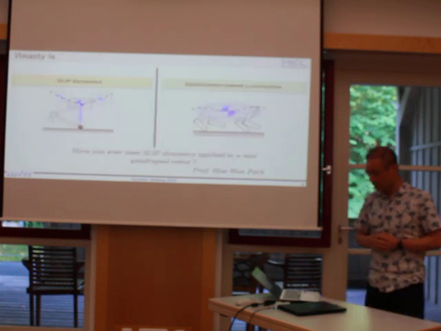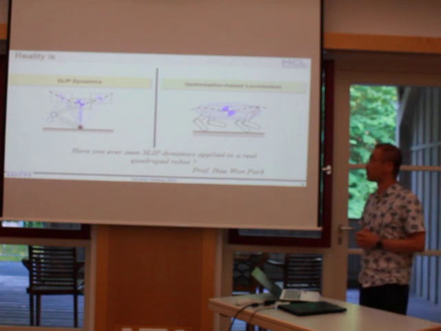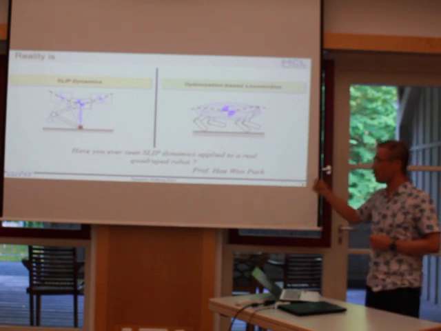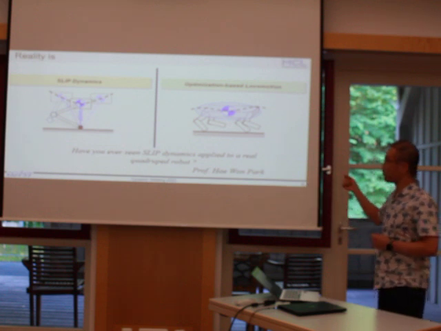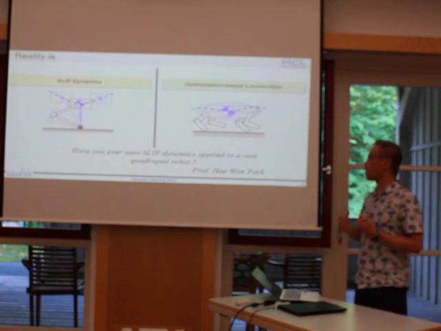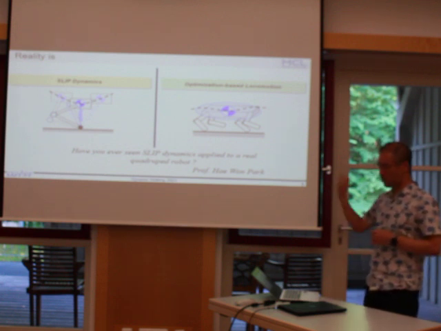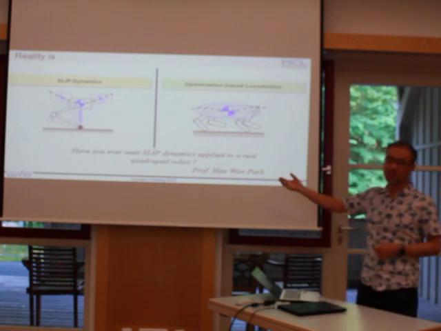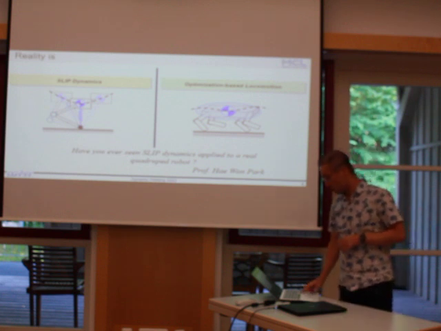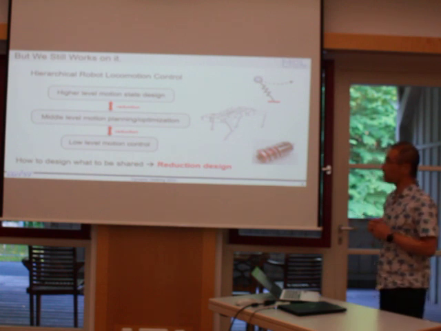One of the most potential dynamic models is the SLIP dynamics, the spring-loaded inverted pendulum. But Professor Sehoon, I think some of you know him, he's the MPC controller guy for quadruped robots. When I talked about this, he said, have you ever seen any SLIP dynamics really applied to a real quadruped robot? And I could not say yes. So he is the MPC guy. He learned a lot of optimization using single body dynamics. But I want to work on that. So how can I achieve this SLIP dynamics on a quadruped robot?